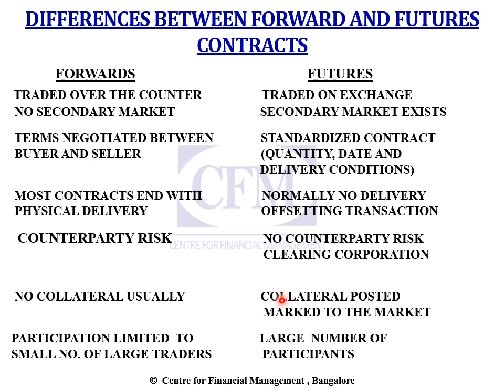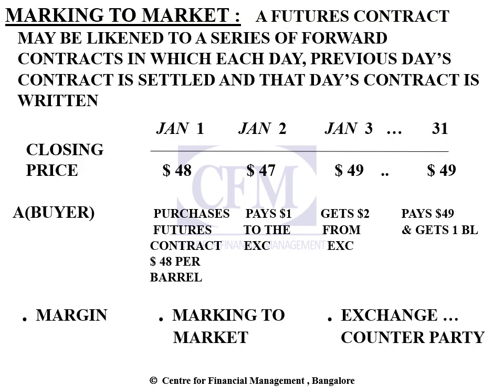In a futures contract, collateral has to be posted with the exchange. Further, the contract is marked to the market on a daily basis. Participation is limited to a small number of large traders as far as forward contracts are concerned. A large number of participants participate in futures contracts. Marking to market, a futures contract may be likened to a series of forward contracts in which each day, the previous day's contract is settled and that day's contract is written.